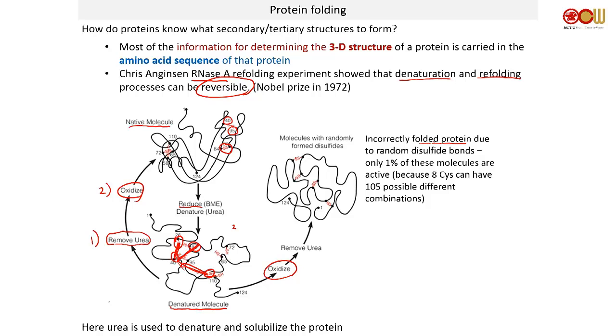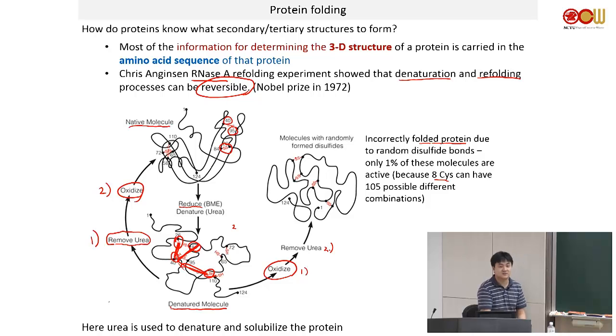Okay? Only one of these molecules is active, because given 8 cysteines, you can have about 105 different combinations. So if they do oxidation first and then remove urea second, then their protein is likely to become a garbage protein, a misfolded protein, because your cysteine can easily oxidize and form a disulfide bond with another cysteine.